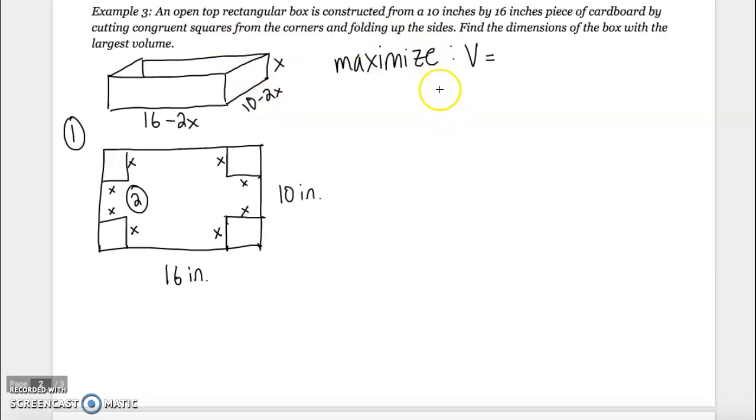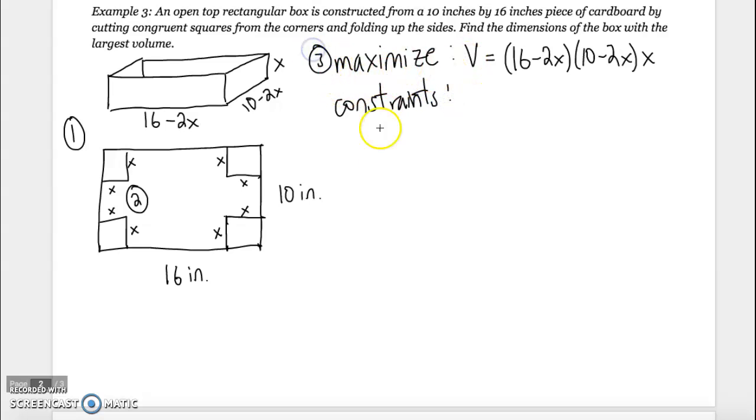To maximize my volume, I multiply all those three things together: 16 minus 2x times 10 minus 2x times x. Step 3, constraints: the problem doesn't give me any more information. The only thing I know is that x has to be positive.